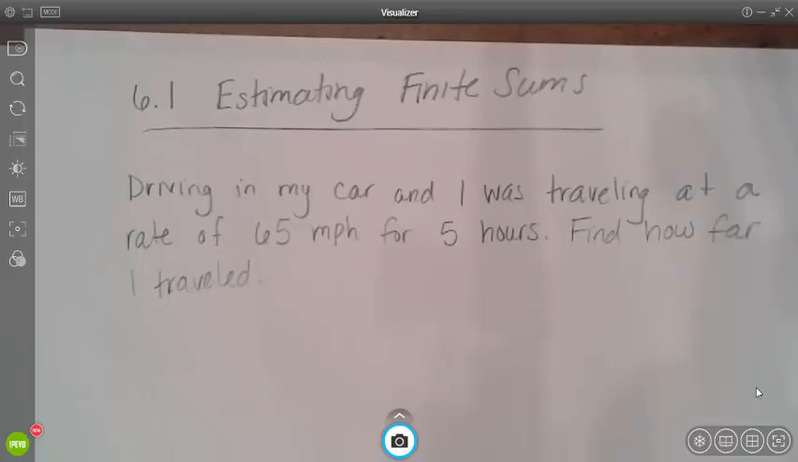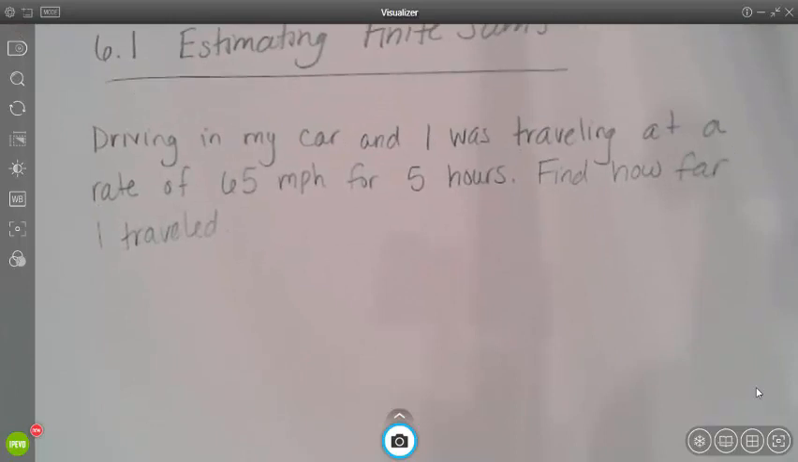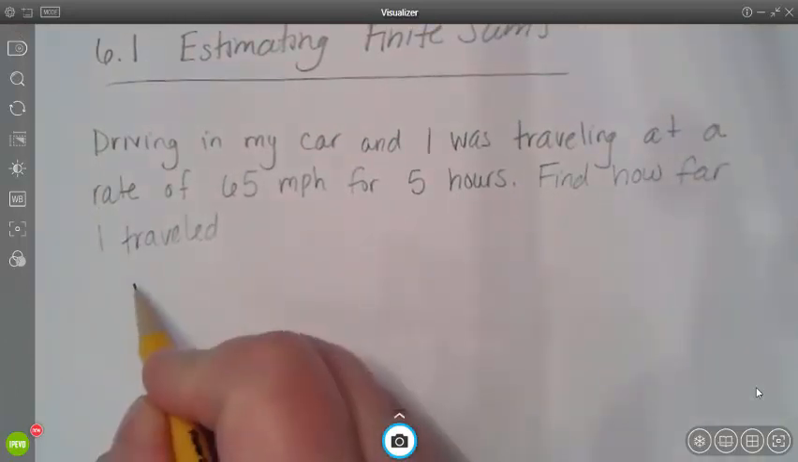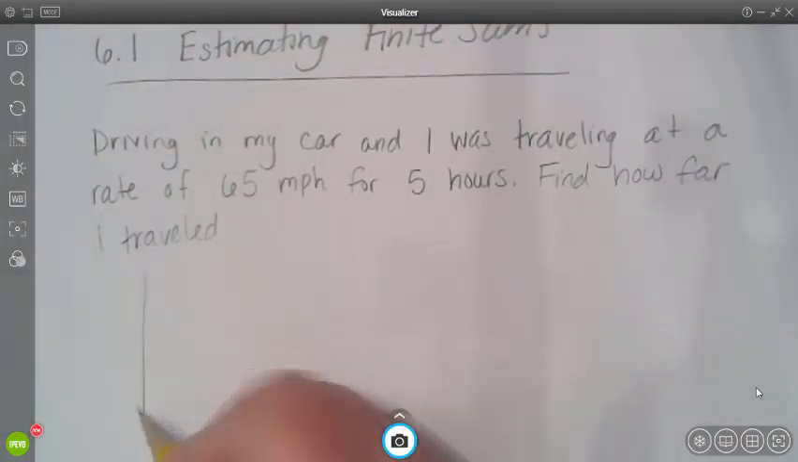Okay, so we're going to pretend that I'm driving in my car and I was traveling at a rate of 65 miles per hour for 5 hours. And you're going to find how far I traveled. Okay, so the first thing I'm going to have us do is I'm going to sketch a graph of this. Feel free to pause this video as you need to. I know some of you guys like to write these sort of things in your notes.